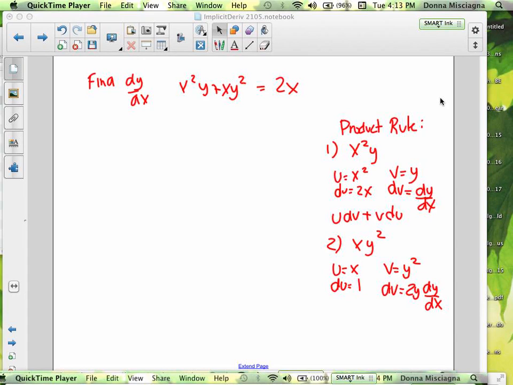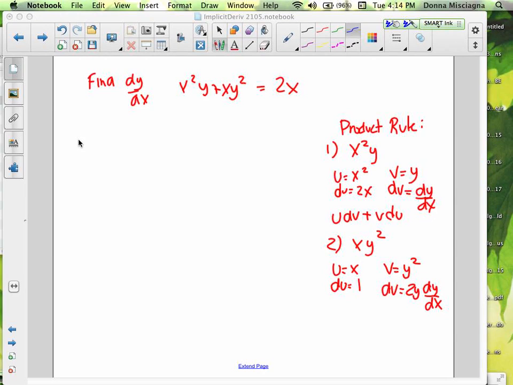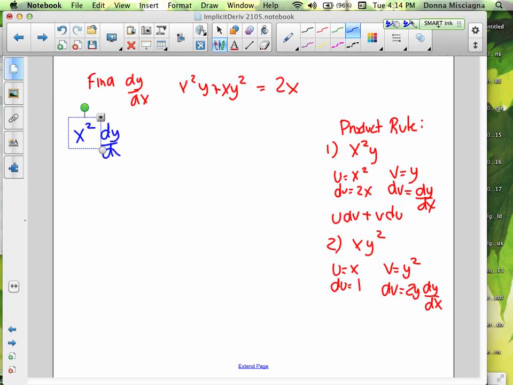All right, so we want to find dy dx for x squared y plus xy squared equals 2x. We see we have 2 product rules. So remember, the product rule is the first times the derivative of the second. So for x squared y, that would be the first, x squared, times the derivative of the second, which is dy dx. And I have a random box there I can't seem to get rid of. And then plus the second, y, times the derivative of the first, which is 2x.